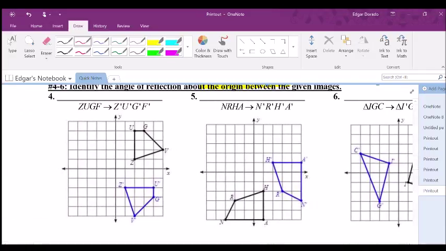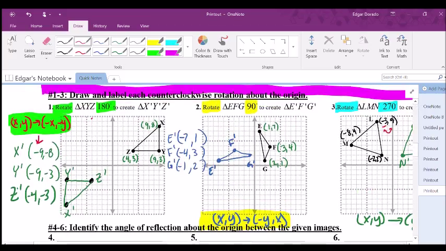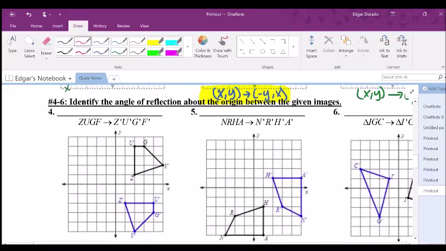Okay? Alright. Let's see. Where are we going from here? We have to go ahead and do problem number 4. Alright, let's go ahead and see what number 4 is being asked. It says identify the angle of rotation about the origin between the given images. Okay, so we have ZUGF. To a new ZUGF, we have to find out how much I rotated, whether it was 180 degrees, 90 degrees, or 270 degrees.